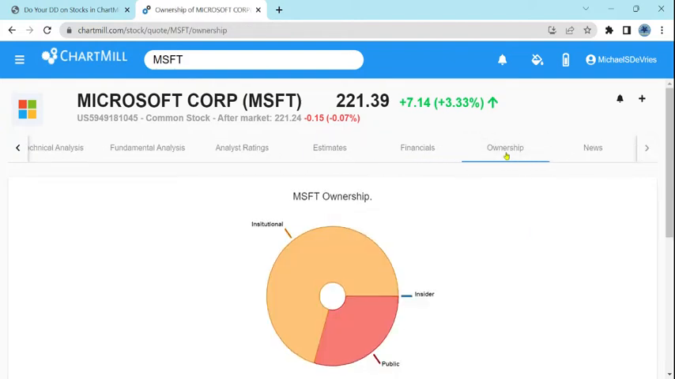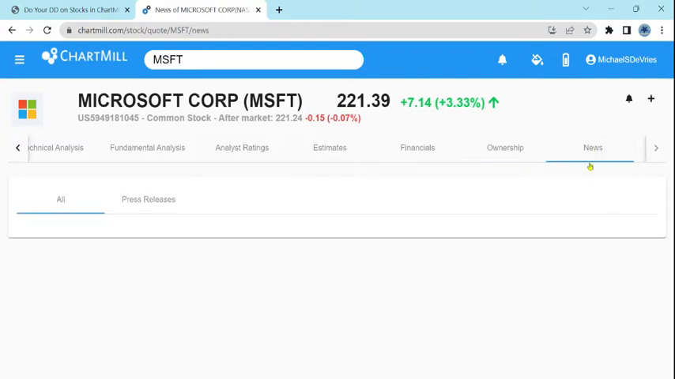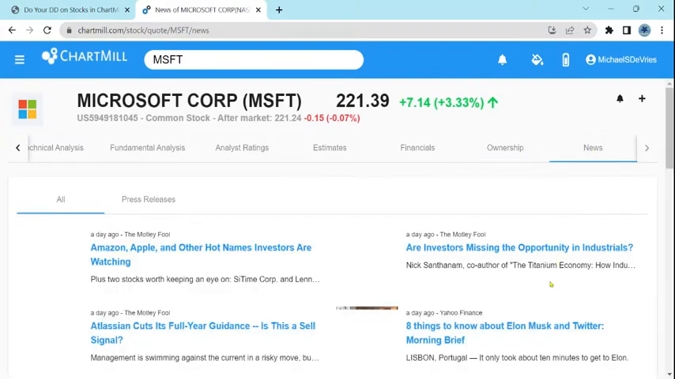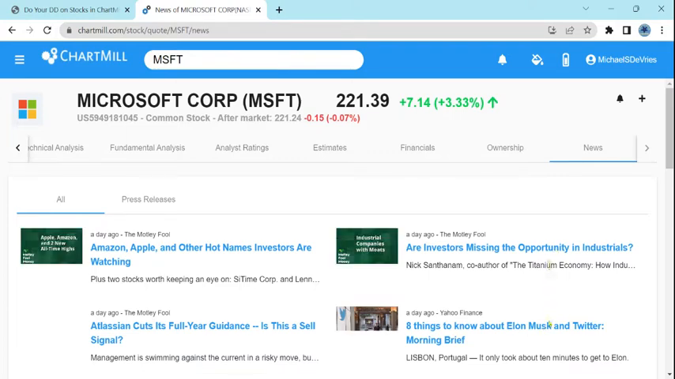And we've got the ownership structure of the company, so we can see what percentage of the stock is currently owned by the various major categories. You can see in this case institutional, insider, public, etc. And we've also got a whole tab of news, so if you want to see the recent news on the stock that you're doing due diligence on, you can find that in the News tab in ChartMill.